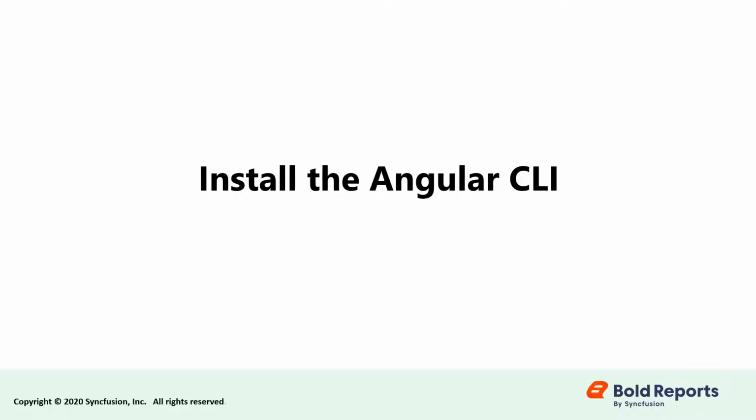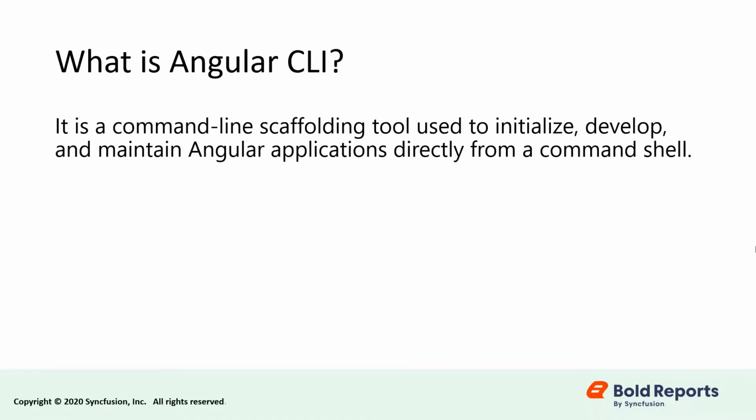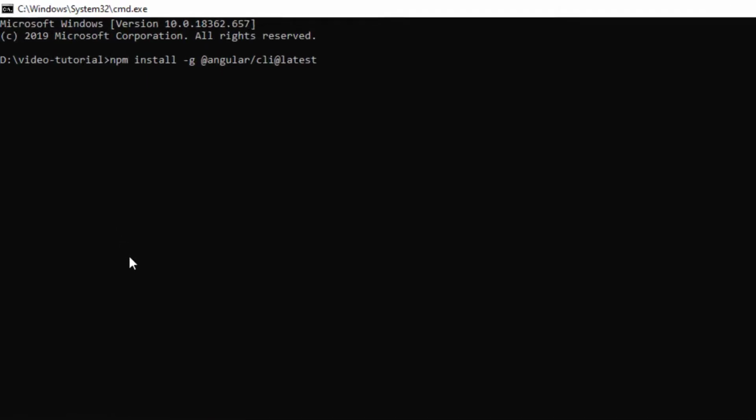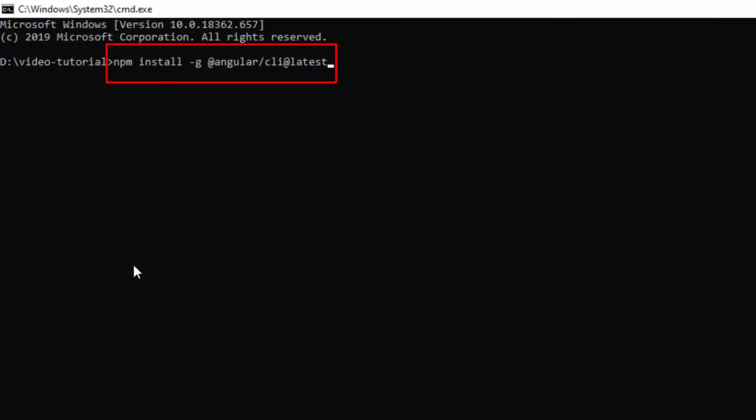First, let's install the Angular CLI. The Angular CLI is a command line scaffolding tool used to initialize, develop, and maintain Angular applications directly from a command shell. Run this command to install the Angular CLI globally in the command prompt.